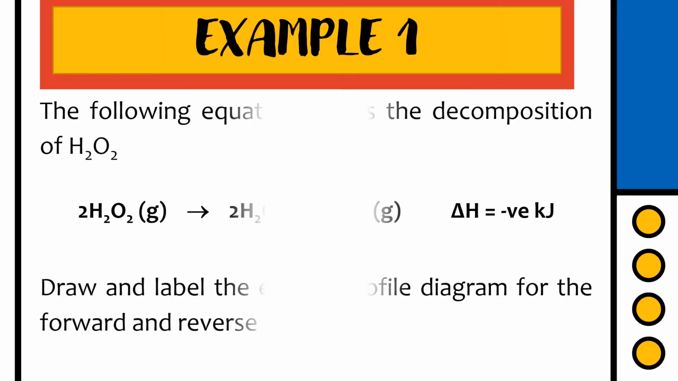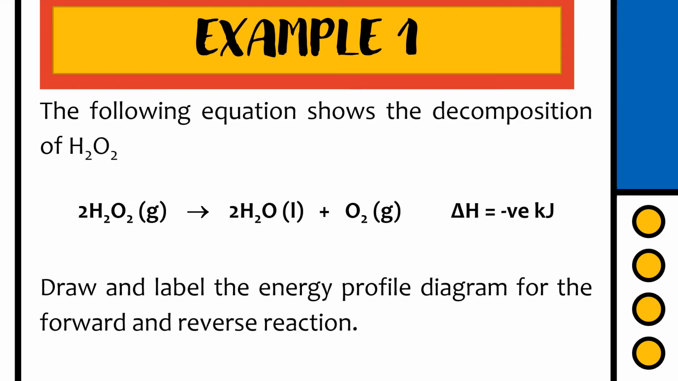Example 1. The following equation shows the decomposition of peroxide H2O2 becoming water and oxygen, and given delta H is negative kilojoule. Draw and label the energy profile diagram for the forward and reverse reaction. For this question, the first thing you need to do is identify whether it is an endothermic or exothermic reaction, by looking at the delta H reaction here. Sometimes it just gives you delta H. It's the same. It's still a thermochemical equation.